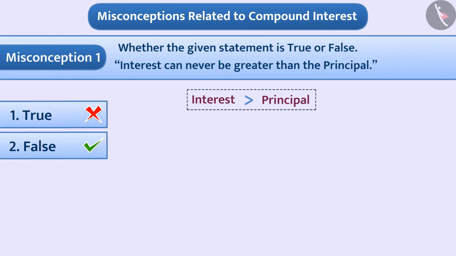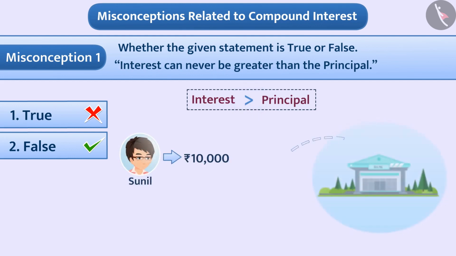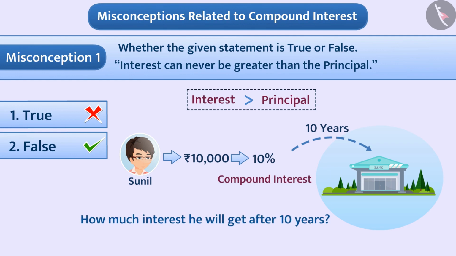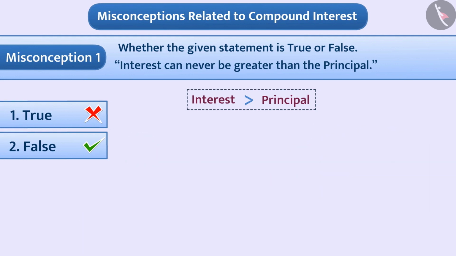Let us understand in which case the amount of interest can be larger than the principal. Suppose Sunil deposits 10,000 rupees in the bank for 10 years at the rate of 10% compound interest. Let's find out how much interest he will get after 10 years. Here, P is equal to rupees 10,000, R is equal to 10% per annum and T is equal to 10 years. Means here N is equal to 10.